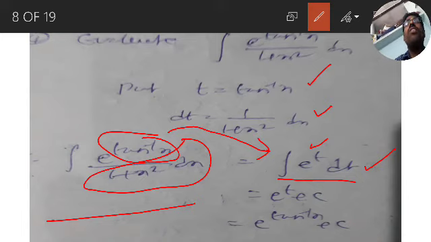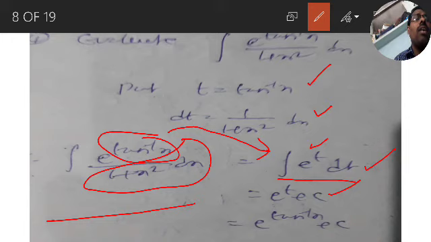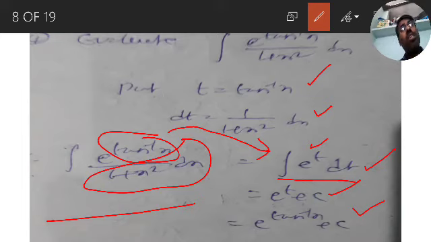Integration of e power of x into dx is e power of x plus c. Therefore, integration of e power of t into dt is e power of t plus c. That is, e power of t means e power of tan inverse x plus c. That's a problem very similar to the third one.